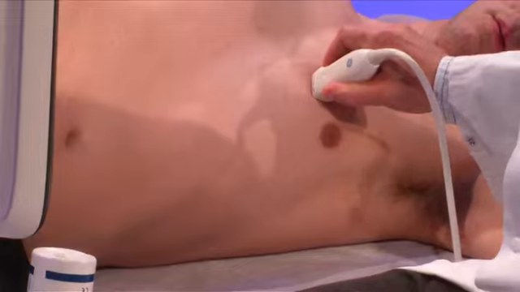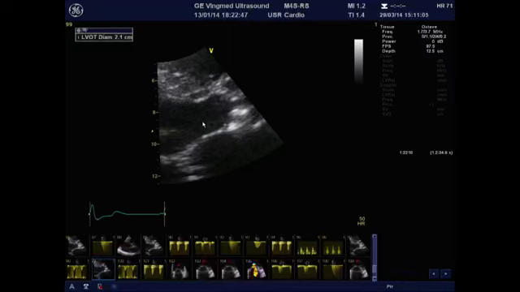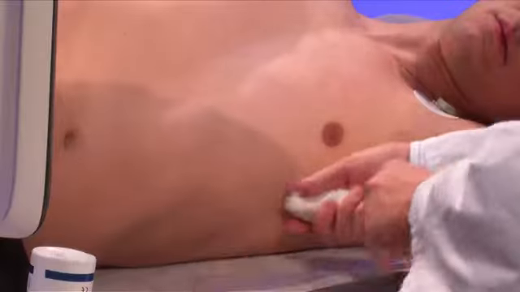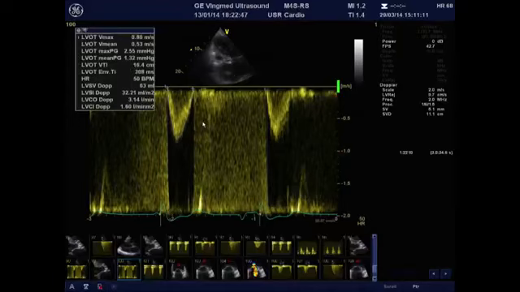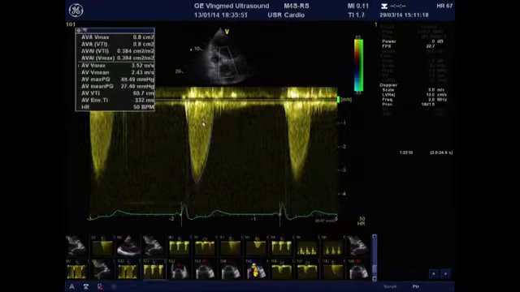So we can see that the left ventricular outflow tract diameter is 21 millimeters. And we can also measure the left ventricular outflow tract velocity, as well as tracing the contour of the aortic flow, which allows us to calculate an aortic valve area of around 0.8 square centimeter.